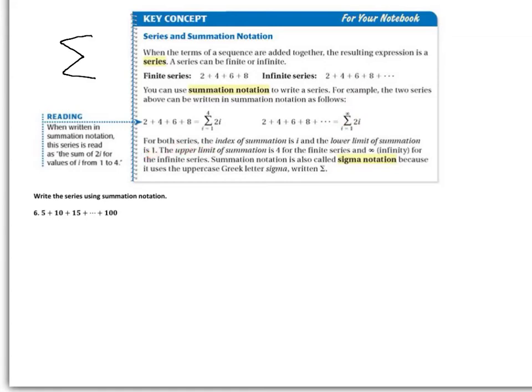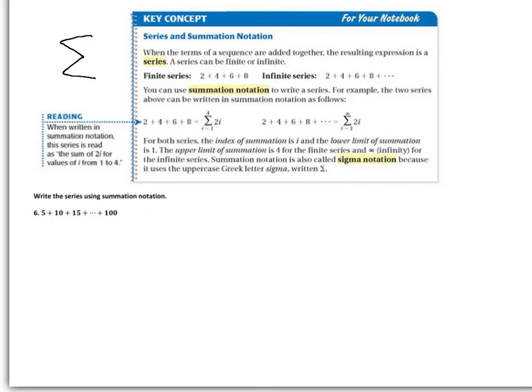For both series, the index of summation is i and the lower limit of summation is 1. The upper limit is 4 for the finite series, and infinity for the infinite series. Summation notation is also called sigma notation because it uses the uppercase Greek letter sigma, written like this. Okay? So we have to find the rule. Write the series using summation notation.